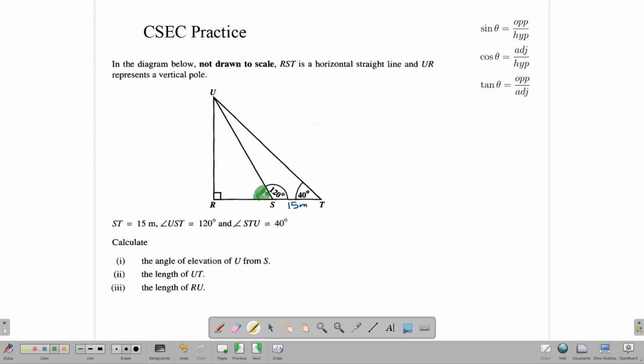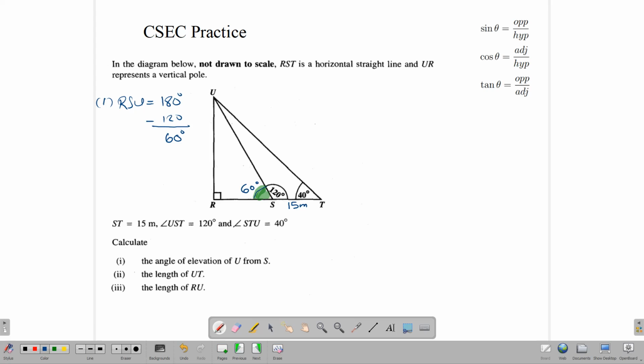Now notice that this angle along with this one creates a straight angle, and straight angles, as you probably remember, measure 180 degrees. So this angle here, RSU, is what we want to find. RSU is going to be equal to 180, the entire straight angle, minus 120, which is this side of it. We end up with 60 degrees. So 60 degrees is the angle of elevation of U measured from S.